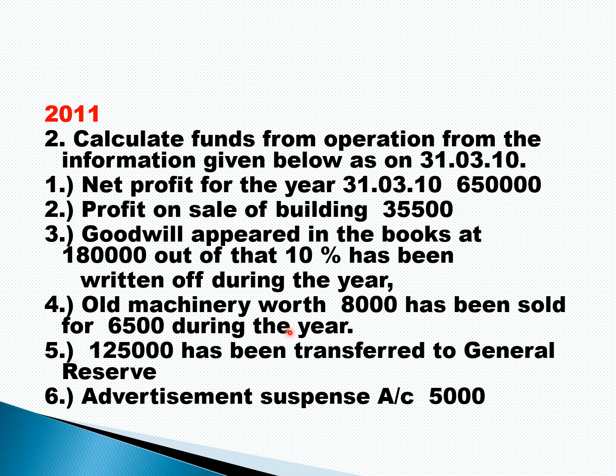Old machinery worth rupees 8,000 has been sold for 6,500 during the year. So 8,000 machinery is sold at less, 6,500. So you get a loss of 1,500. That's 8,000 minus 6,500. So the loss will be recorded in the debit side. And 1,25,000 has been transferred to general reserve, will come in debit side. Advertisement suspense account 5,000, it's an expense, will come in debit side.